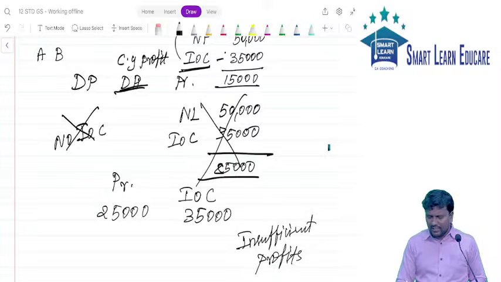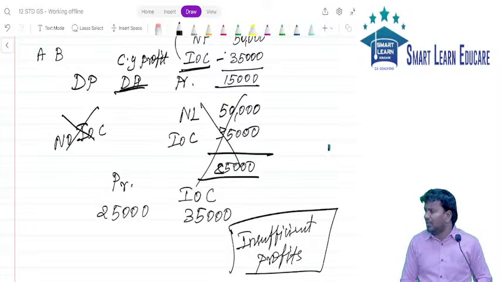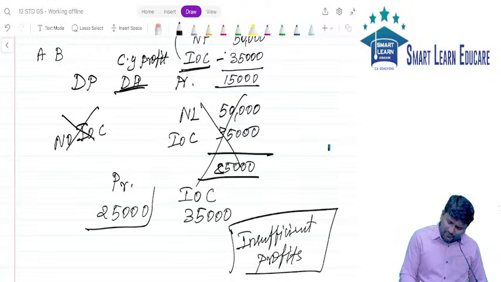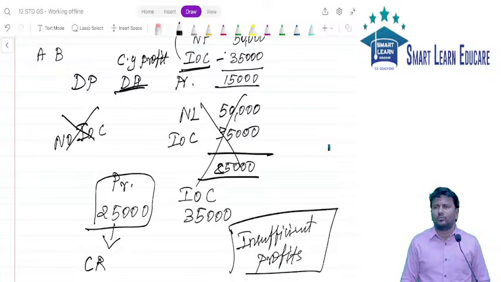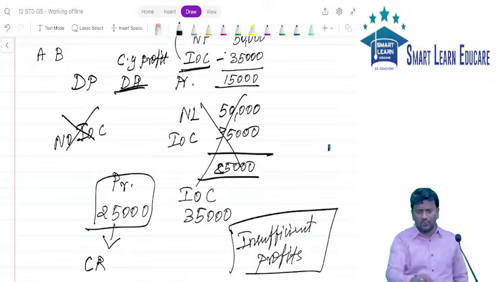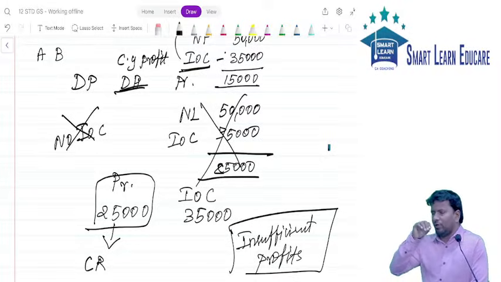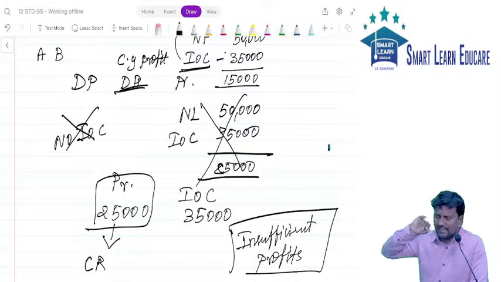That is called insufficient profit. In case of insufficient profit, such insufficient profit is to be shared in what ratio? Capital ratio. So, a total of 5 points I told for interest on capital. Tell me what are the 5 points I told you.